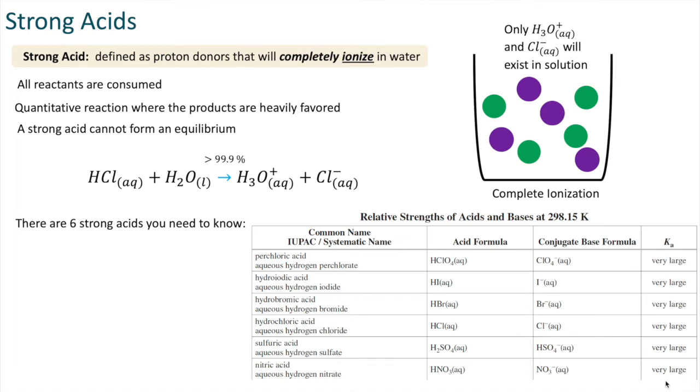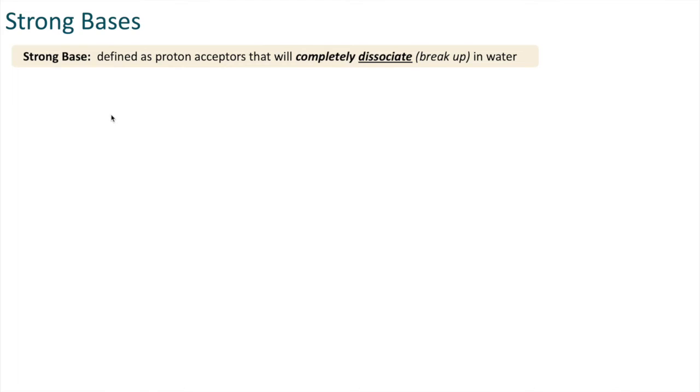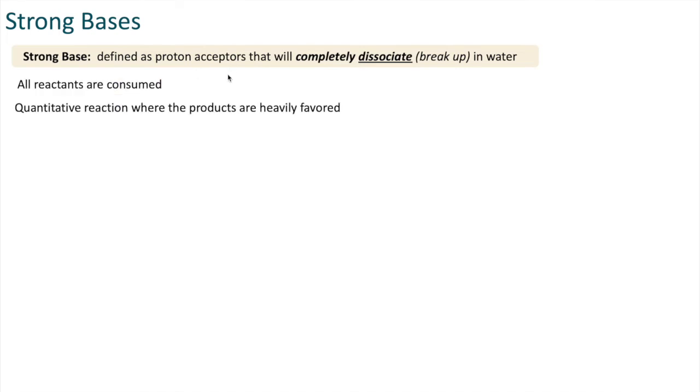A strong base is defined as a proton acceptor that will completely dissociate, i.e. break up, in water. Again, all reactants are going to be consumed. It's going to be a quantitative reaction where the products are heavily favored. Again, a strong base is not going to form an equilibrium system either.